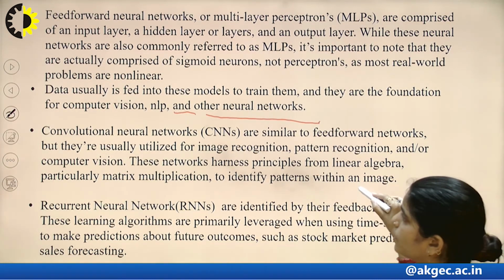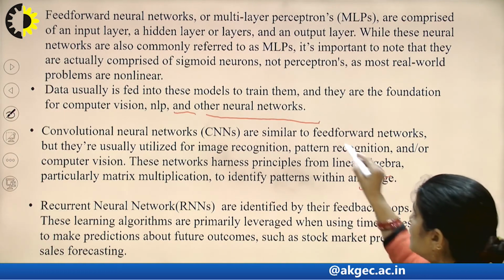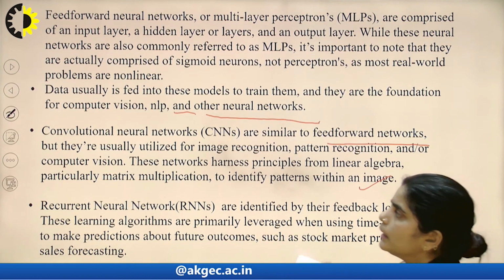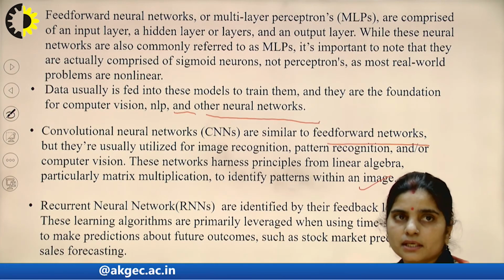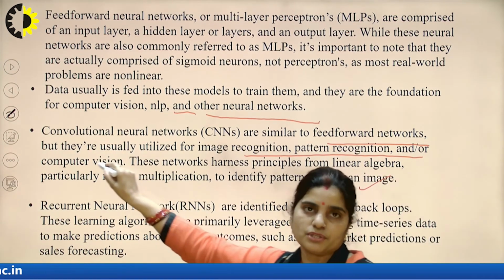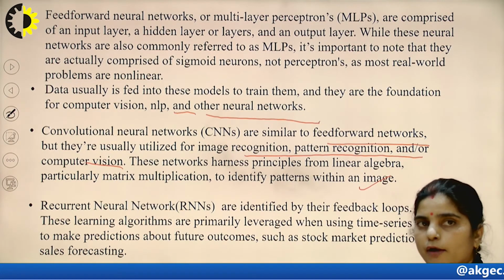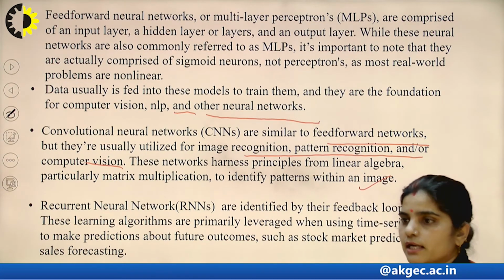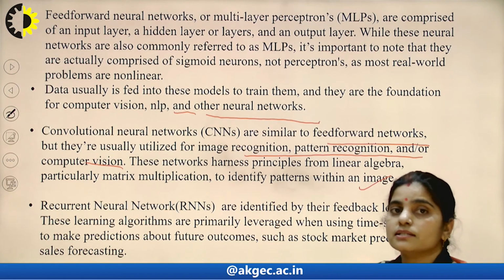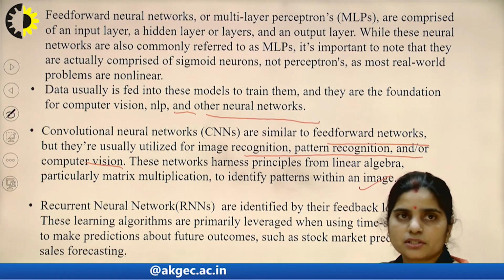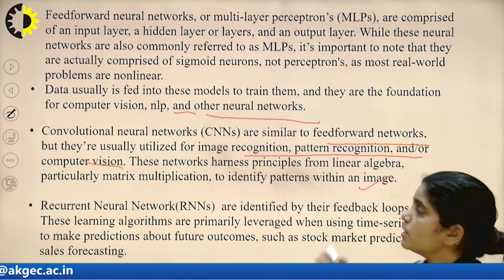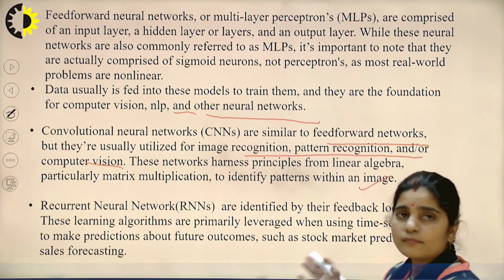Now, the third one is convolutional neural networks, or CNN. These are also similar to feed forward neural networks, but the basic difference is that convolutional neural networks are utilized for image recognition, pattern recognition, or computer vision. Basically, when we have to recognize images or patterns, such as in fingerprint recognition and biometrics, then we use convolutional neural networks.